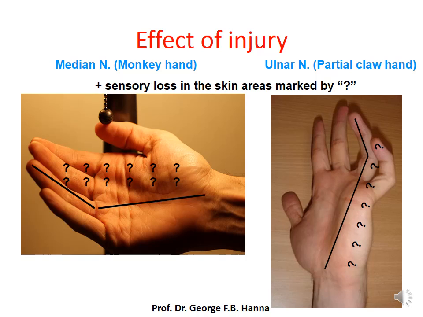Effect of injury: median nerve injury gives monkey hand, or ape-like hand, or simian hand. Ulnar nerve injury, the name of the deformity is partial claw hand, less marked in the index and middle fingers. Sensory loss is in the skin areas marked by the question mark on both diagrams.